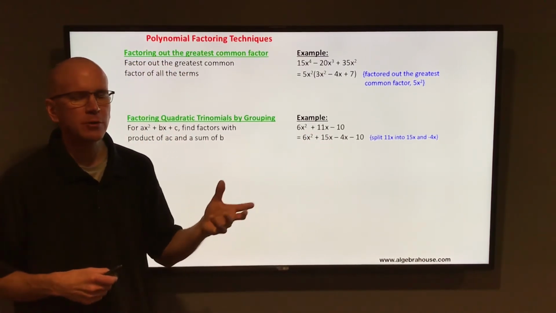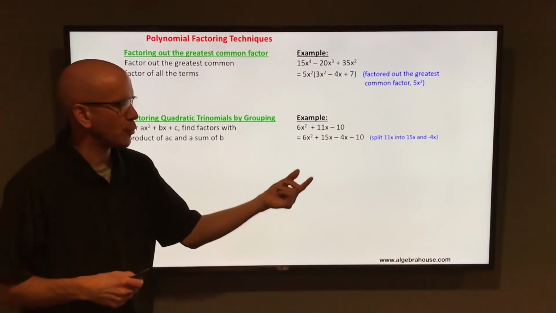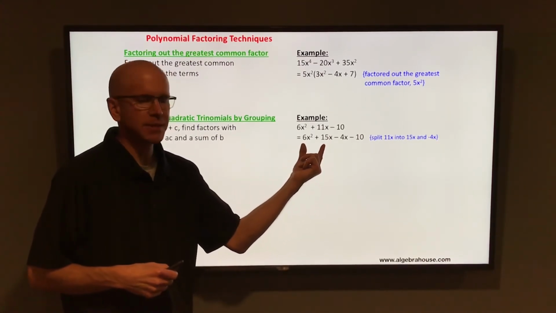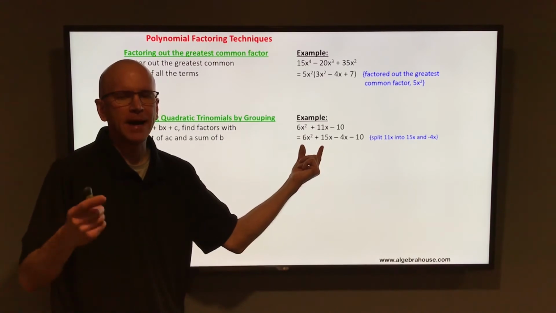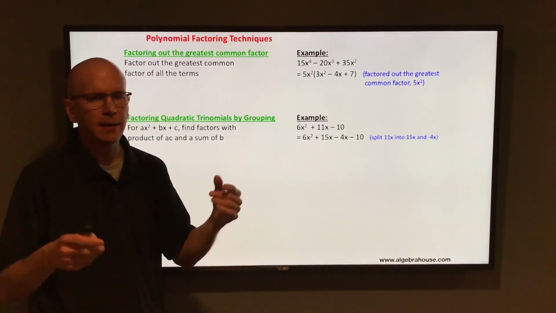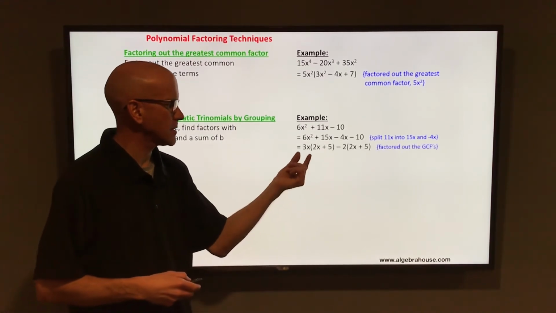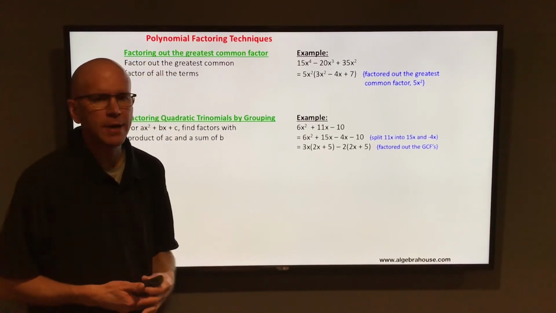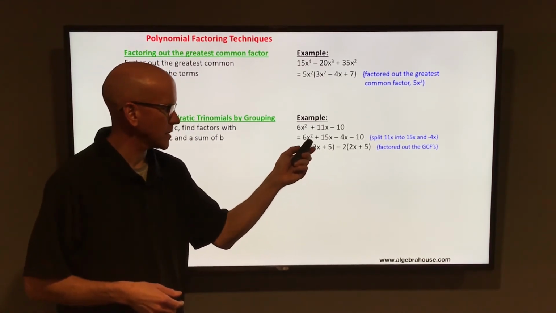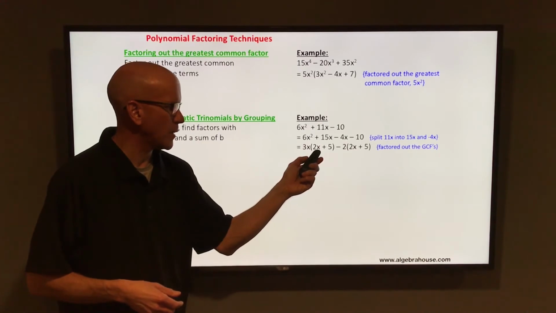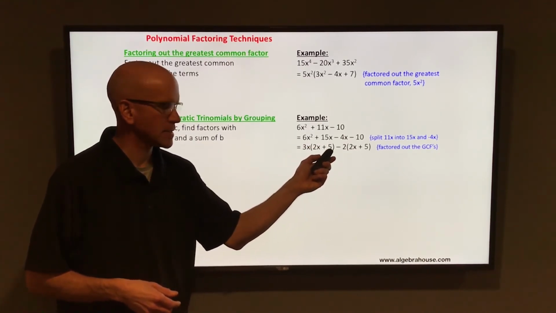Now it's called factoring by grouping because of this next step. Group the first two terms together, the 6x squared and the 15x. Factor out a common factor. What is the common factor to 6x squared and 15x? It's 3x. So when you factor 3x out, that's what goes in parentheses. 6x squared divided by 3x, that is 2x. 15x divided by 3x, that is 5.